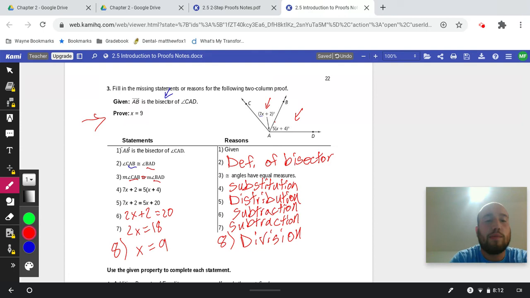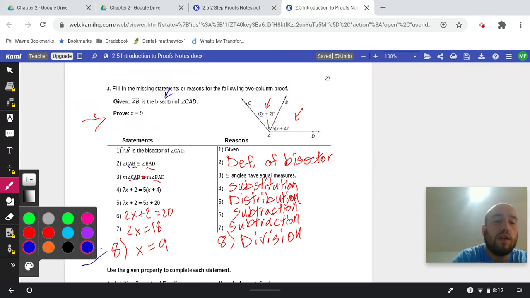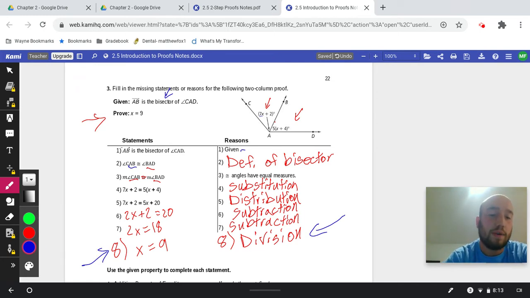If it tells you what you're trying to prove, that will always go on the last spot under statements. You never, never, never, never, ever are going to have prove be written right there. I know we put given, but we are never going to put prove. If you put prove there, it will not be right. Okay? You're always giving a reason what is happening.